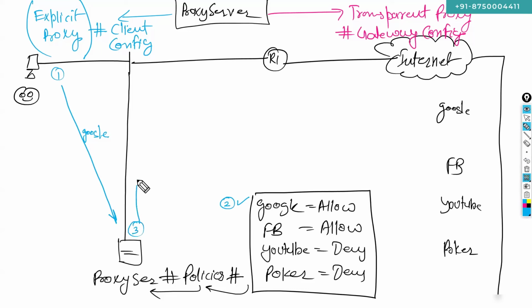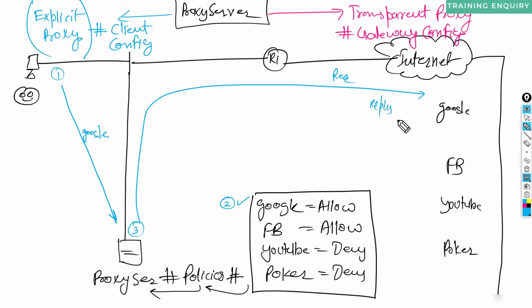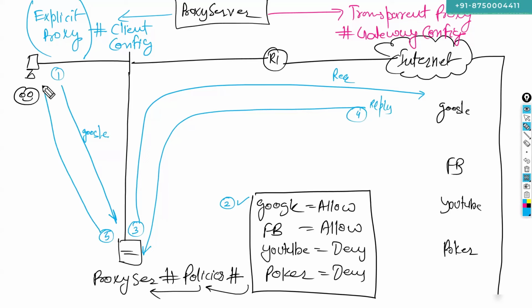Then the proxy server will send a request to google.com. Then Google will give a reply. Google will give the reply to the proxy, and again the proxy gives the reply to the client in this way.